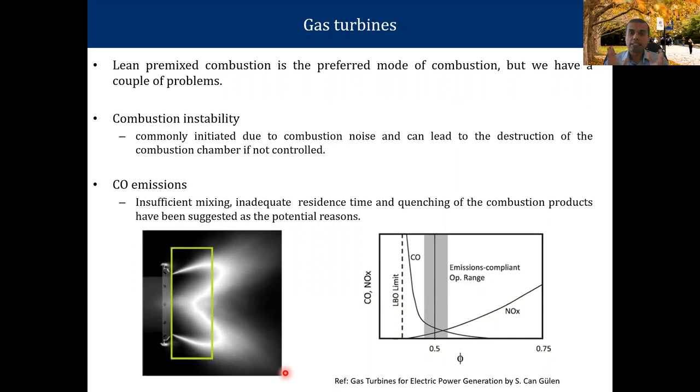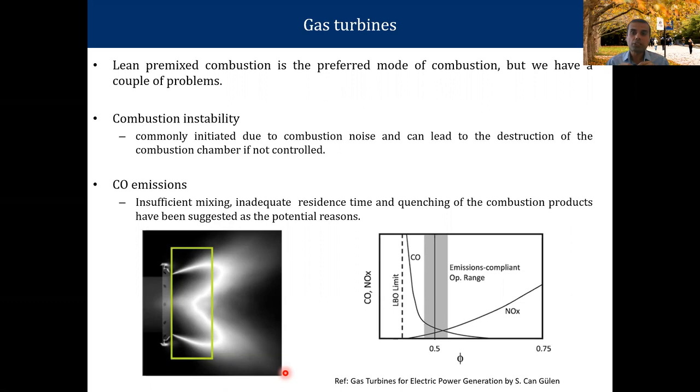But then we can face problems as we try to go into these regimes of combustion. One of them is called combustion instability. This problem is commonly initiated due to combustion noise. The flame produces sound, and because the combustor is a confined domain, the sound can reflect back to the flame, and this interaction can make the flame fluctuate a lot, and the flame becomes unstable as a result, okay?